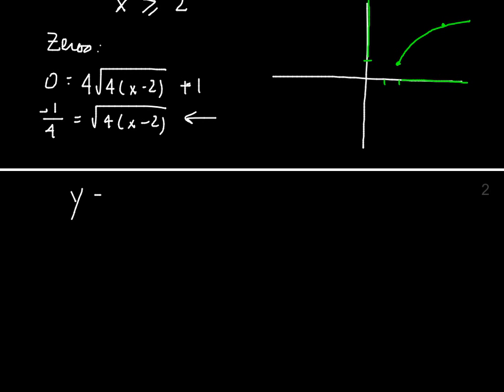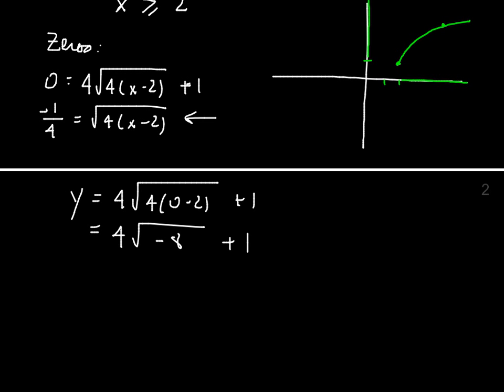So y equals 4 square root of 4 times 0 minus 2 plus 1. And that gives us 4 times the square root of 4 times 0 minus 2, which is minus 8, plus 1. And from here we can tell that there's a problem because we can't actually take the square root of a negative number. So this is impossible. And from here we conclude that there is no y-intercept. So y-intercept equals empty set. There is none.